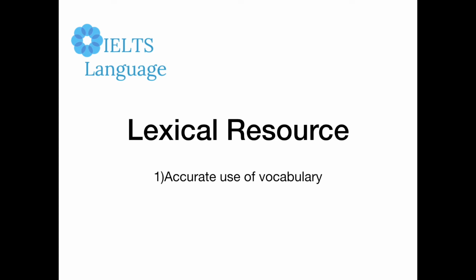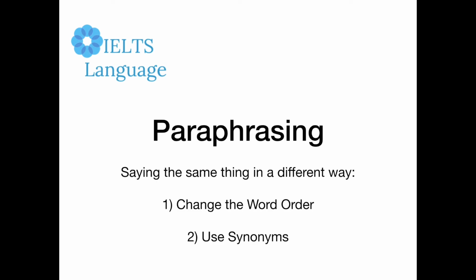is the use of paraphrasing. The meaning the same, but changing the words in a sentence, either by changing the word order or by using synonyms. Now, both things you need to get some practice at, especially in your speaking and your writing. And it also helps you in your listening and your reading too. So learning how to paraphrase is really important.